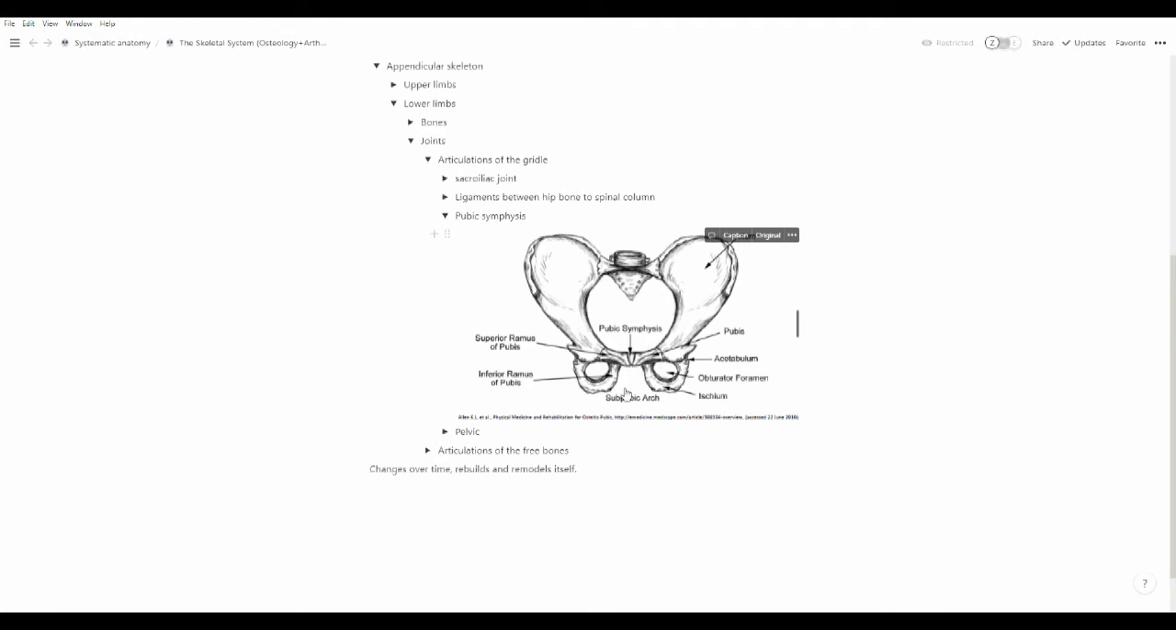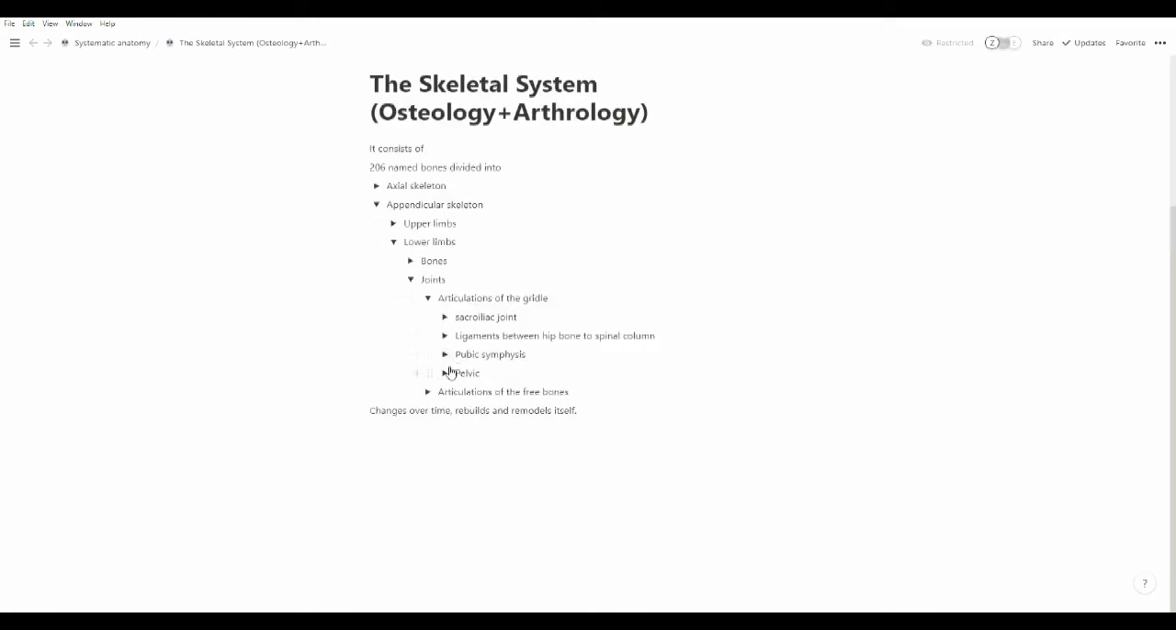Very simple. Something we need to mention, we'll actually mention it later, is the ligaments that support the pubic symphysis. We have the superior pubic ligament and the inferior pubic ligament. Very simple. All right, next up, we need to talk about the pelvis.